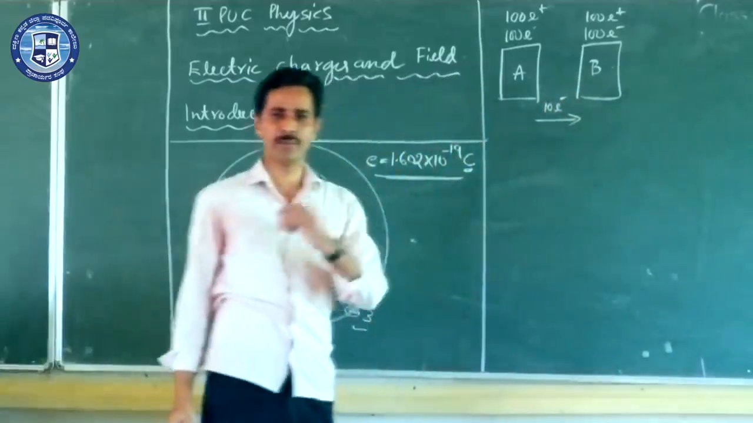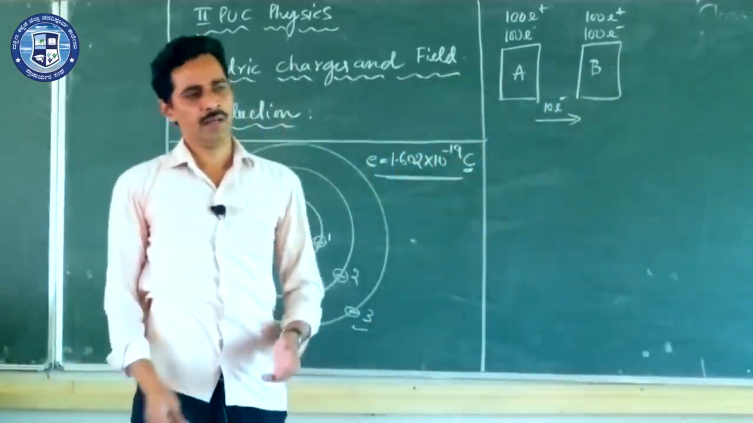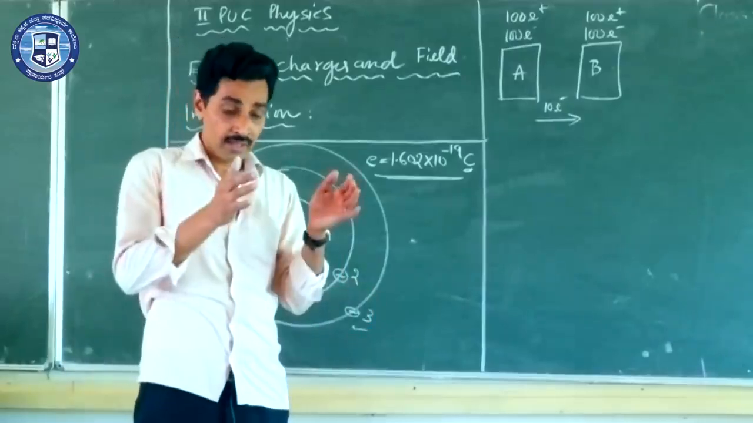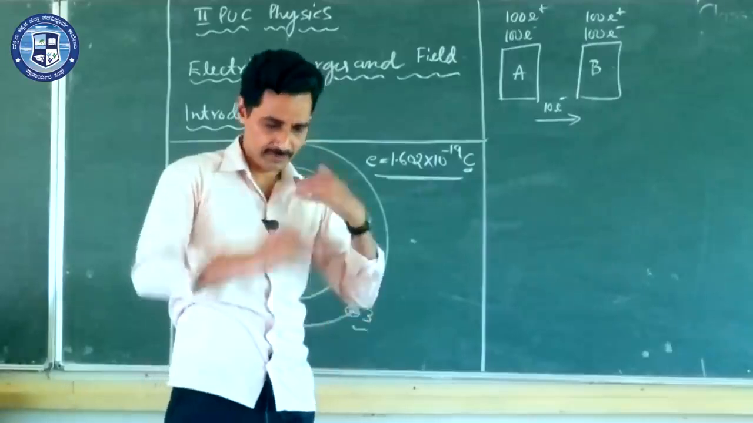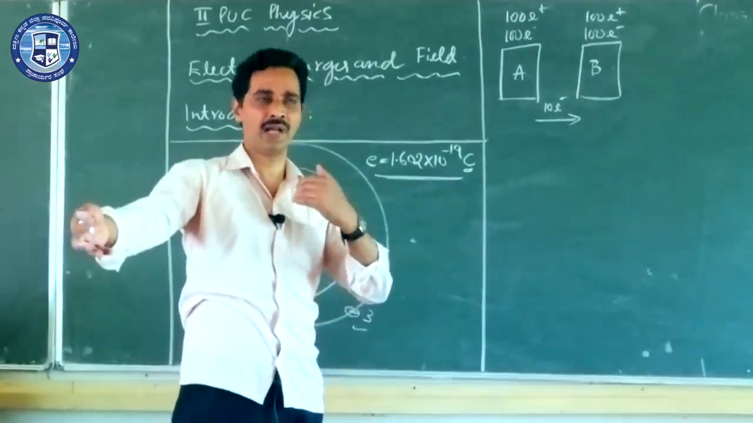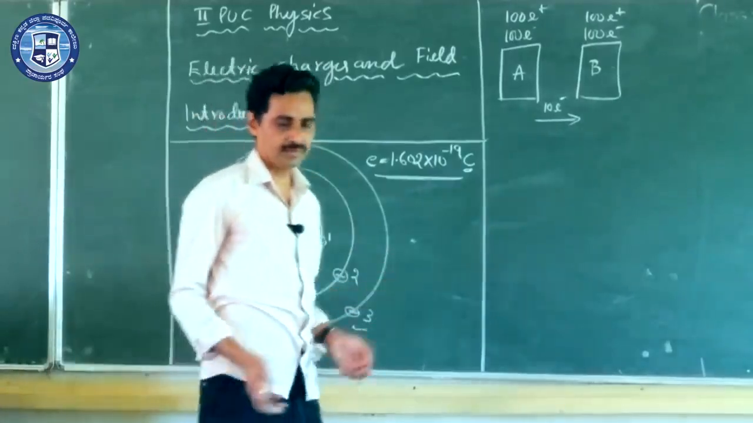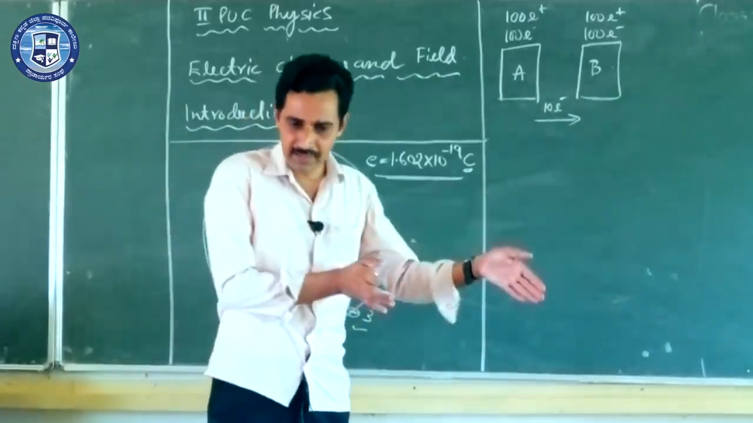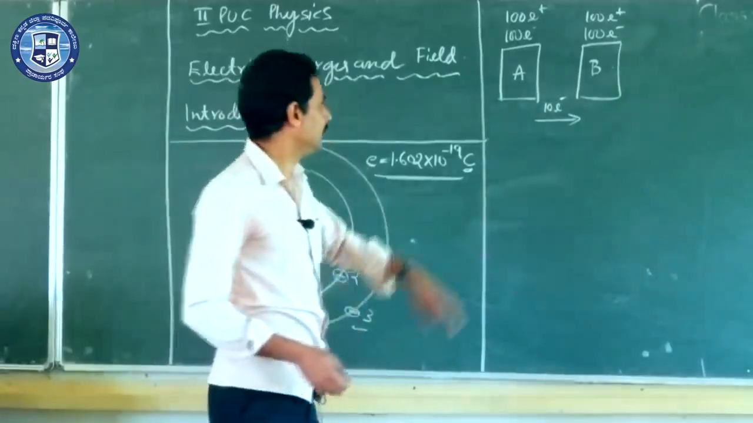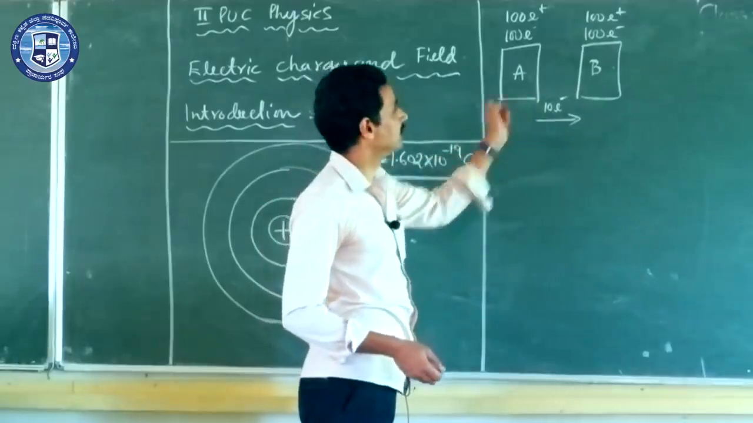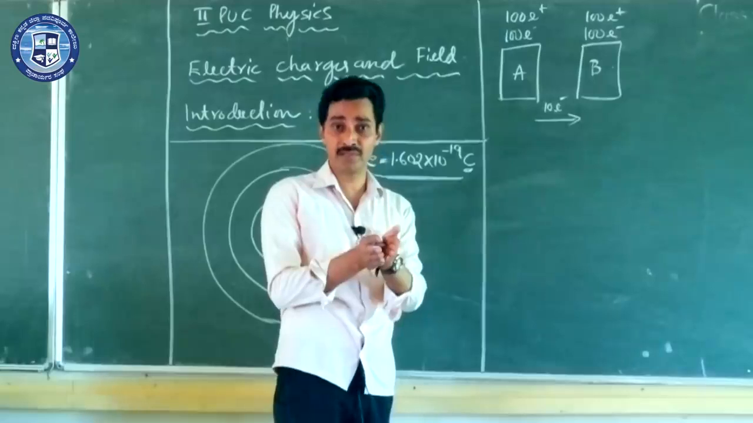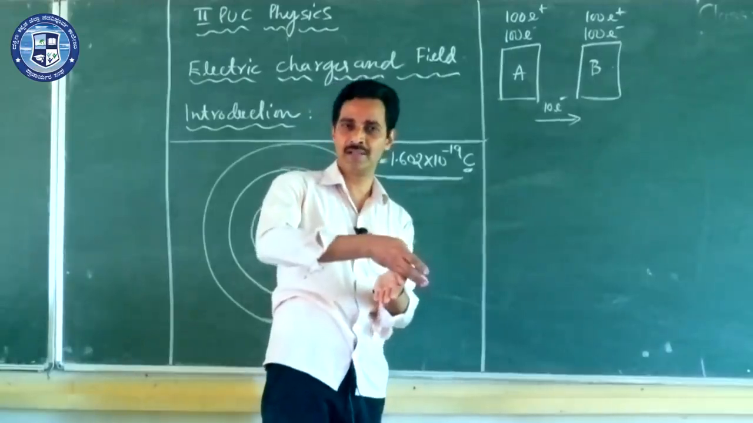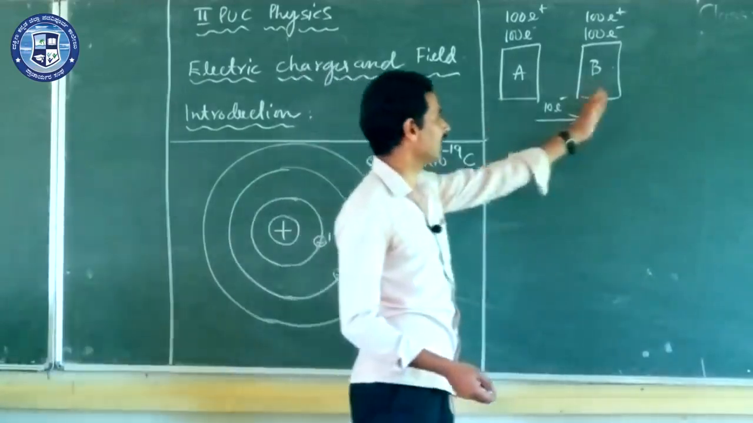Sir, why is it only from A to B? Why not from B to A? Okay, B to A is also possible. In the material where the electrons are most loosely bound, from that material electrons are transferred to the other material. In a tug of war, the team which is a little weak will lose the game. Similarly, the body in which electrons are loosely bound, they get transferred to the other body after rubbing. Because rubbing gives a lot of energy, it produces heat, supplies energy to the other material. Using that energy, electrons get transferred to the other one.